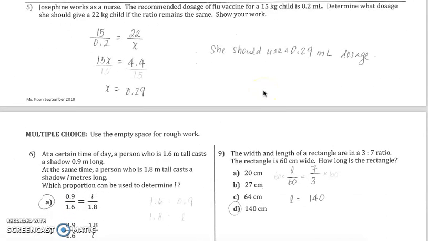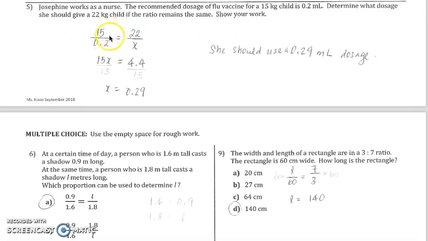Number 5. Josephine works as a nurse. The recommended dosage of flu vaccine for a 15 kilogram child is 0.2 milliliters. Determine what dosage she should give a 22 kilogram child if the ratio remains the same. Show your work. So here we have a child's weight, so 15 kilograms, and the dosage 0.2 milliliters.